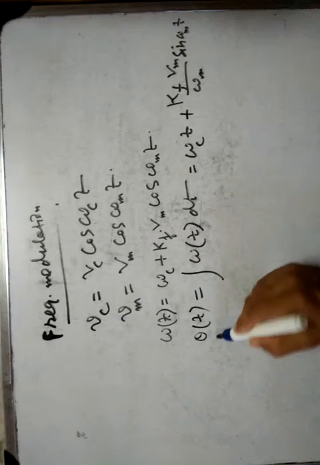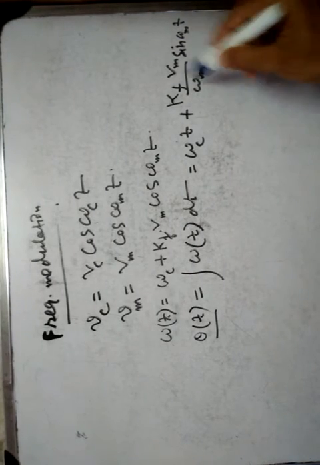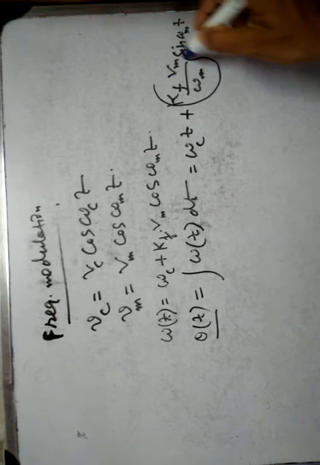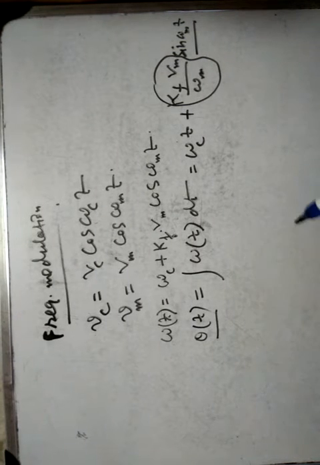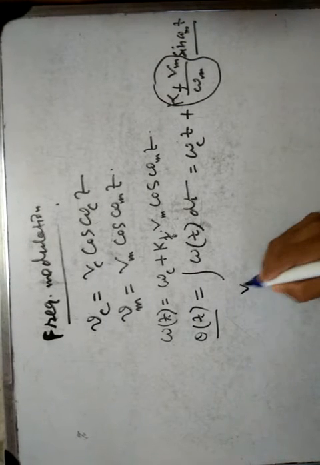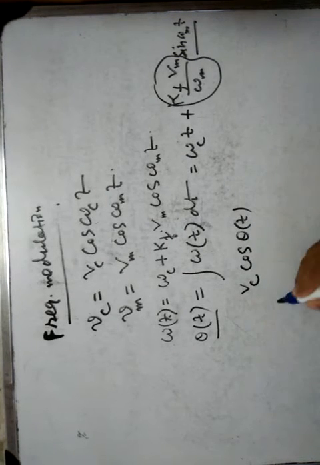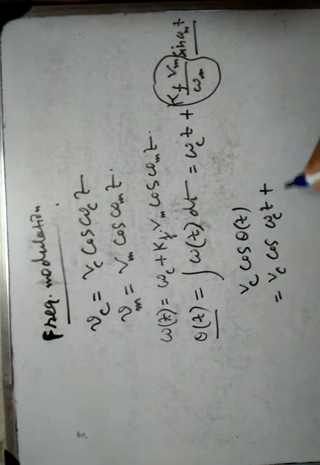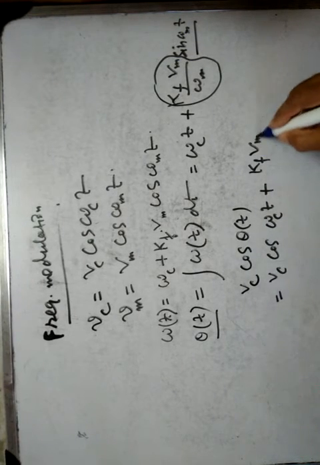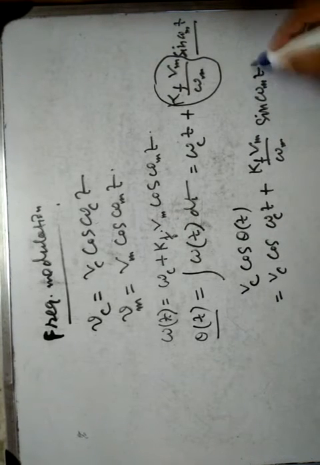So the instantaneous phase angle theta t suffers a maximum deviation of this term, taking sine omega m t equals to 1, maximum. So the frequency modulated wave is simply written as Vc cos theta t, that is Vc cos of omega c into t plus kf Vm by omega m sine omega m t.